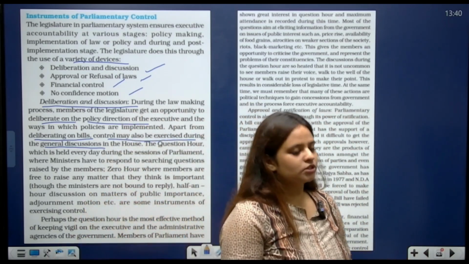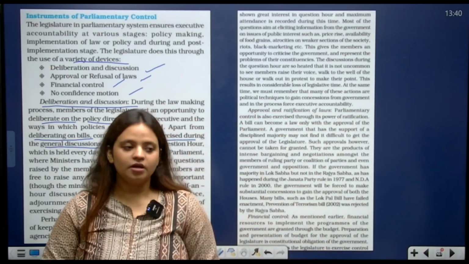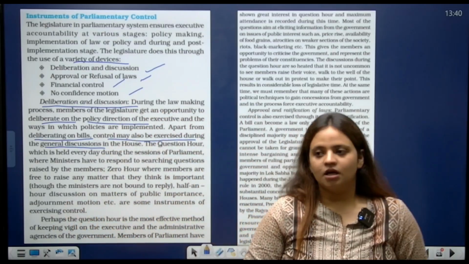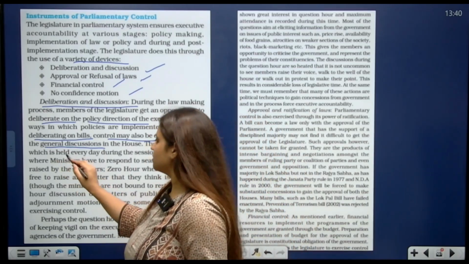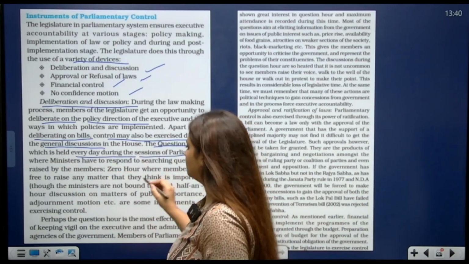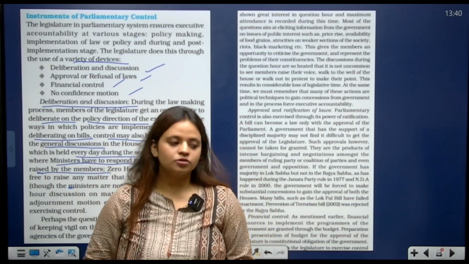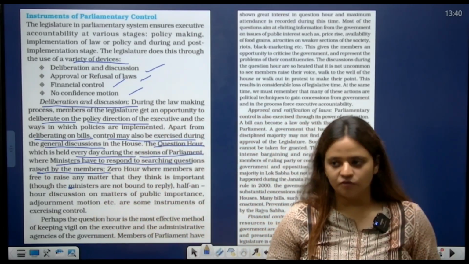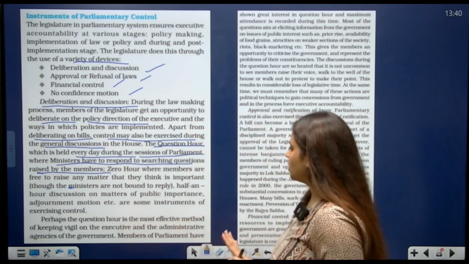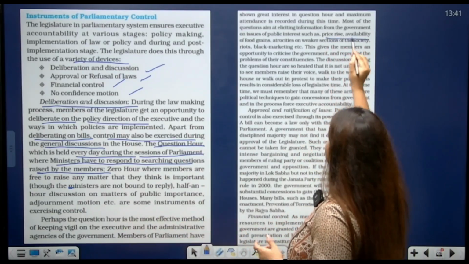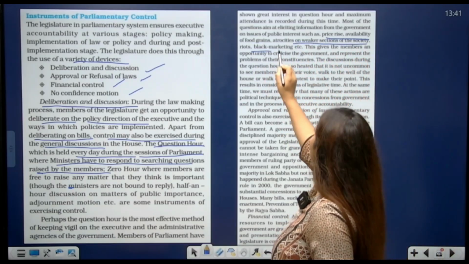There is a question hour in the parliament. When we read about the sessions of parliament, the first period is question hour. Question hour is held every day during the sessions of the parliament, where ministers have to respond to the searching questions raised by the members. The members of the parliament can raise questions to the government and the government has to answer them. It could be about anything: price rise, availability of food grains, atrocities on weaker sections of the society, riots, black marketing, etc.